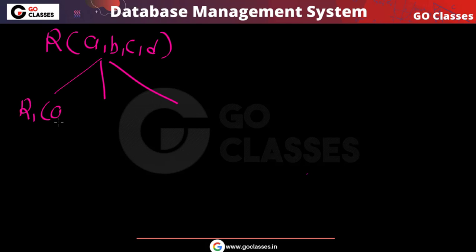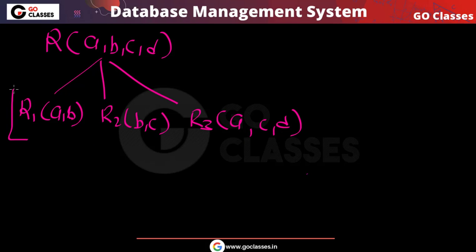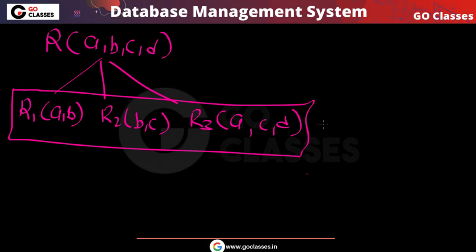Let's say these two attributes A, B are present in R1. These two attributes B, C are present in R2, and these attributes A, C, D are present in R3. Now this is called a decomposition, so I can say that this is a decomposition of table R. So this is called decomposition of relation R.